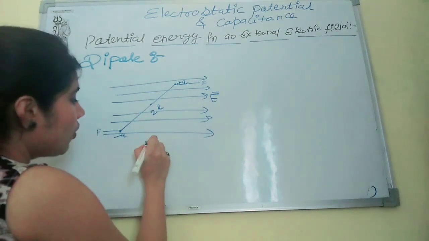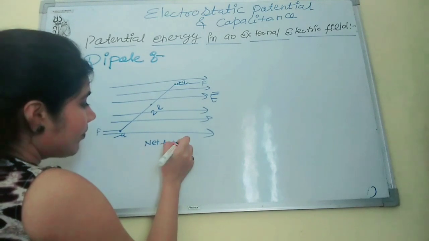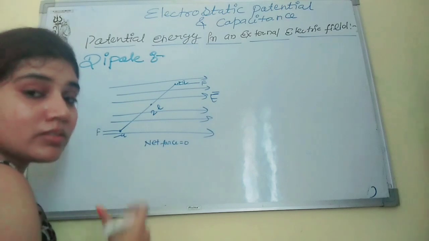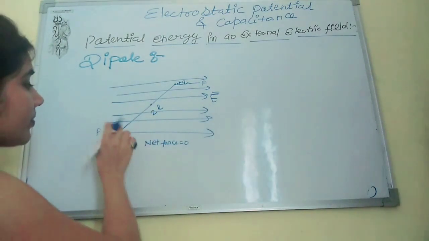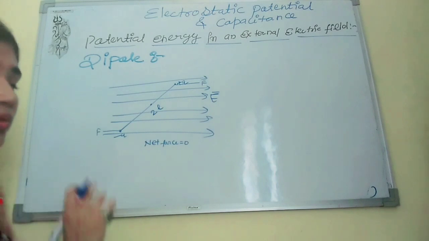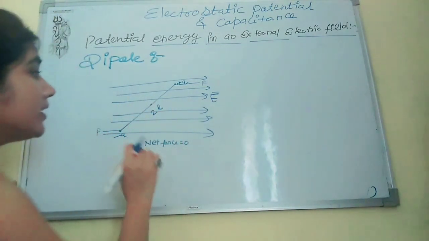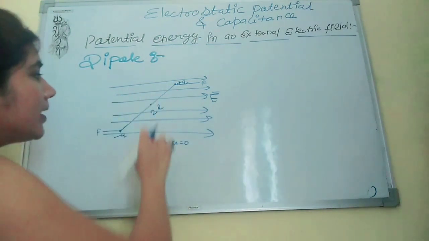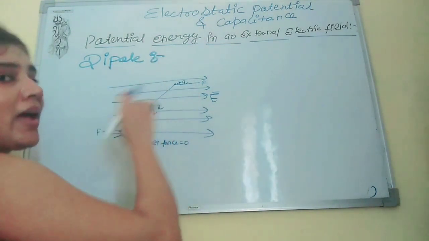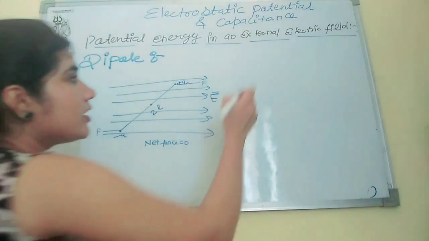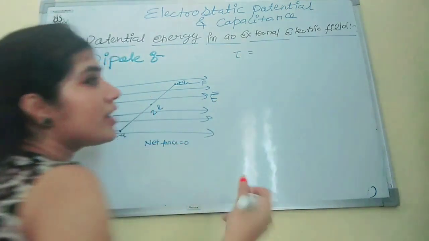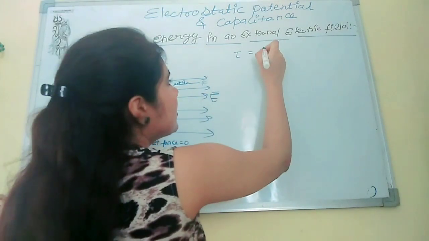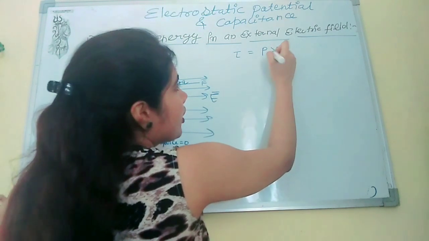So if we see the net force, we will get 0, which means no displacement happens here, because the net force has become 0. Some movement is happening, but the position is not going to change. The position remains, but it is moving in a rotating manner. So what do we get here? We get the term tau, which we have already derived in our previous chapter. We know tau is the dipole moment cross the electric field.